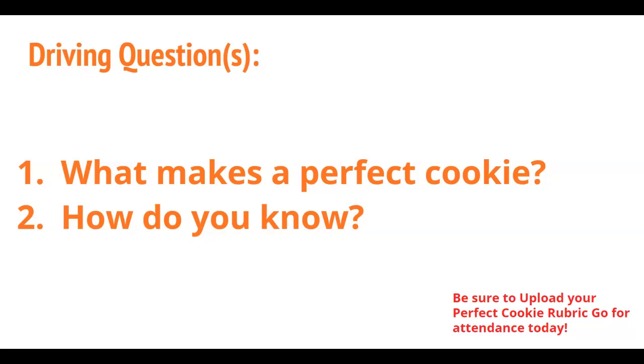How do you ensure that your idea of a perfect cookie is equal to other classmates' ideas, my own idea, other people's idea of what makes a perfect cookie? And you could naturally extend this question, delete cookie and insert any content area that you're teaching, and ask yourself, what makes this assignment perfect? And then how do I know? How do my students know? How do parents know? Administrators know? And so on and so forth. So those are the driving questions we're going to get to.